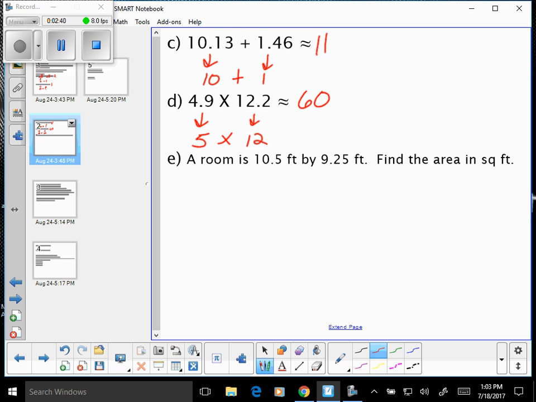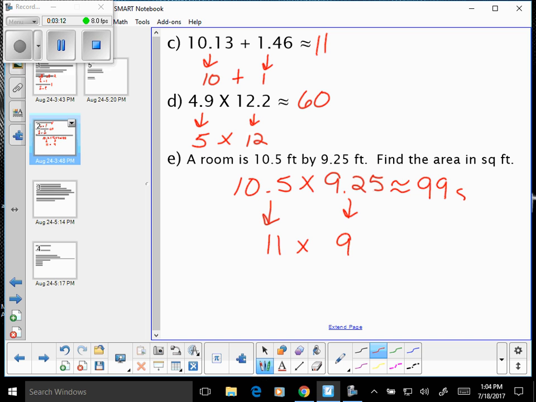Example E is a story problem. It's based on the fact that you recall that to find the area, since most rooms are shaped like rectangles, the area would be found by multiplying the 2 dimensions, length and width. So we are going to be taking 10.5 times 9.25. 10.5 is going to be 11. The 9.25 is going to be 9.